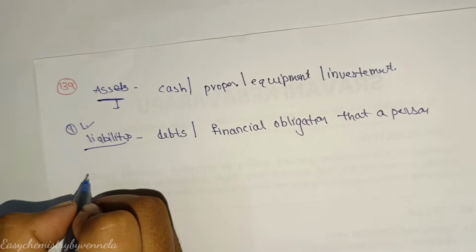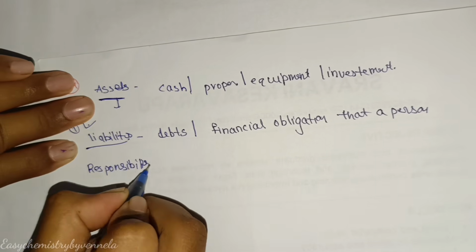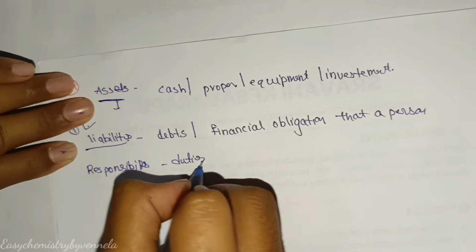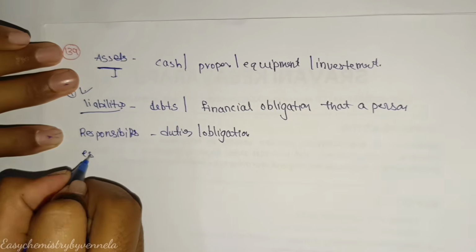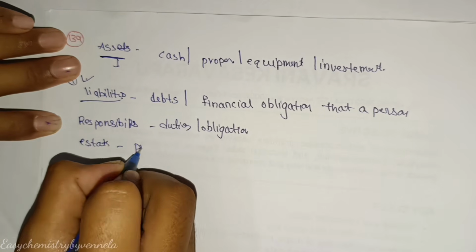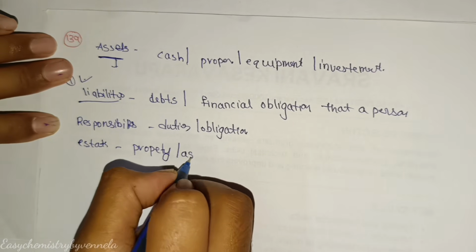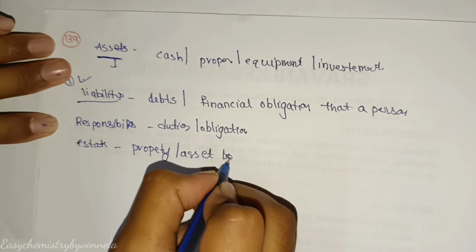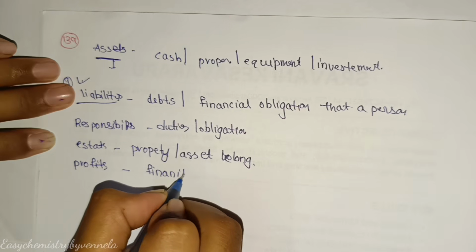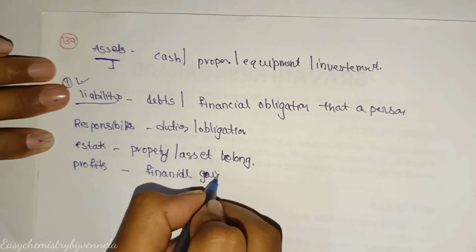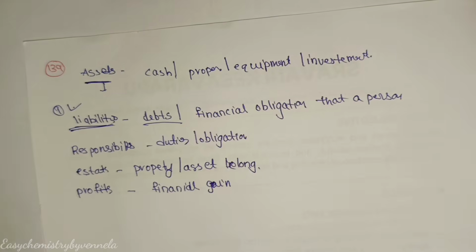Why are the other options incorrect? In this, responsibilities means duties or obligation. So this is wrong. Next, estates. This is also property, the same meaning as assets. Profit is financial gains. These have the same meaning as assets, but liabilities has the opposite meaning. So the correct option is the first one.